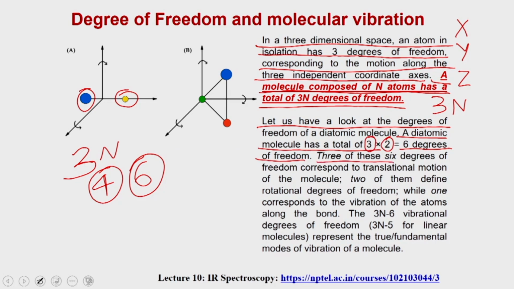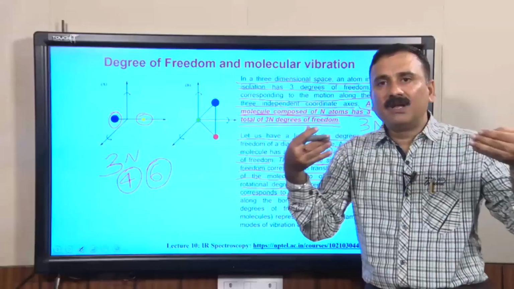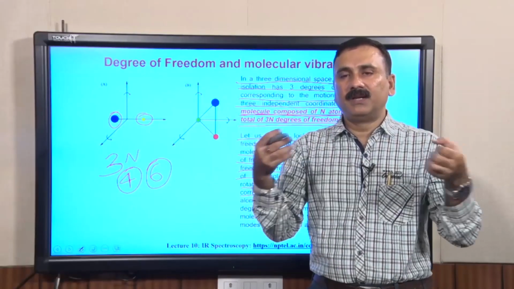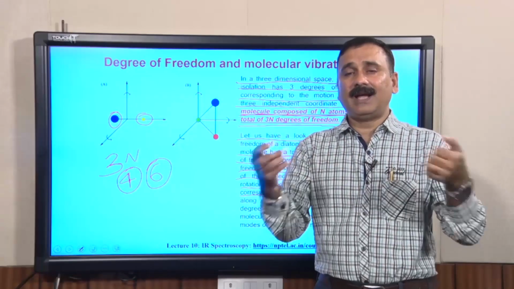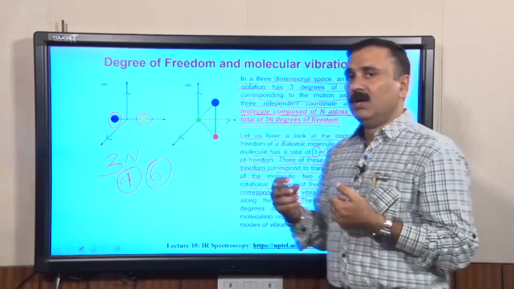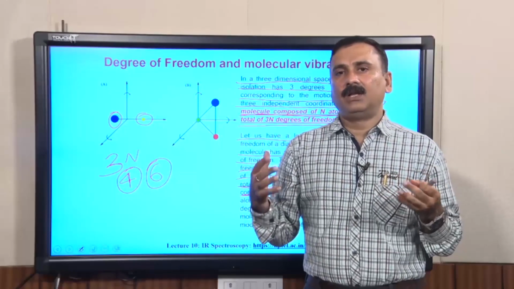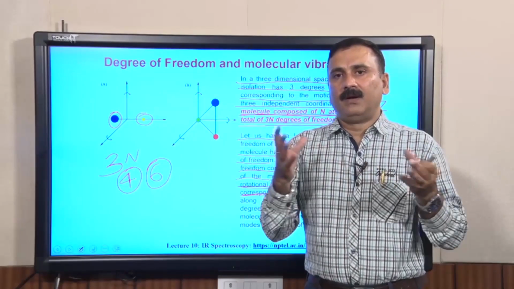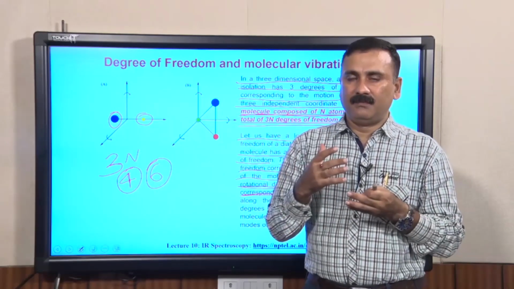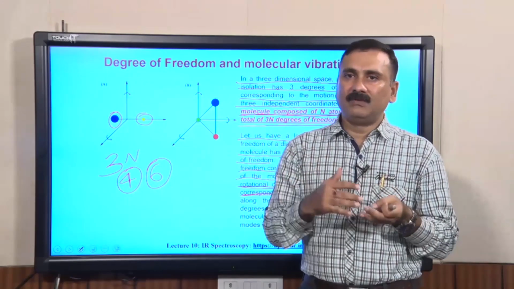Out of these 6 degrees of freedom, 3 correspond to the translational motion of the molecule. Then an additional 2 define the rotational degrees of freedom, while 1 corresponds to the vibration of the molecule. So this molecule can have a degree of freedom in terms of vibration also, because the atoms can vibrate as they are attached to one another by a single bond. So, let us see in how many ways the molecules can have motions within the plane or out of the plane.